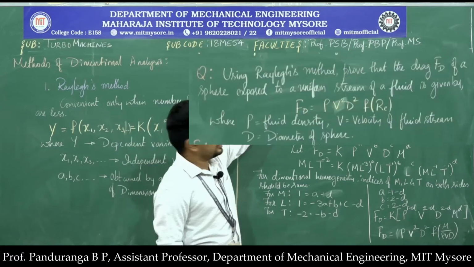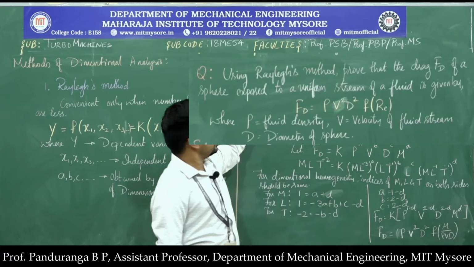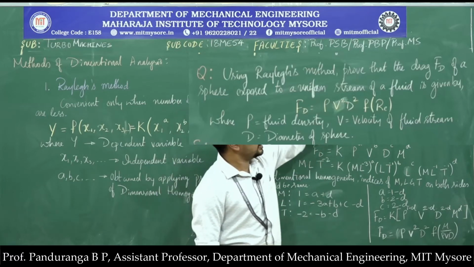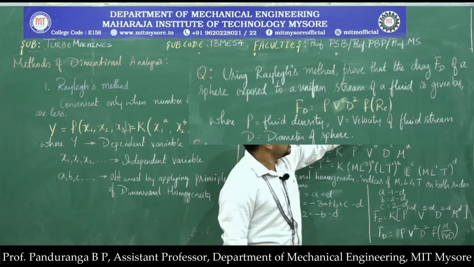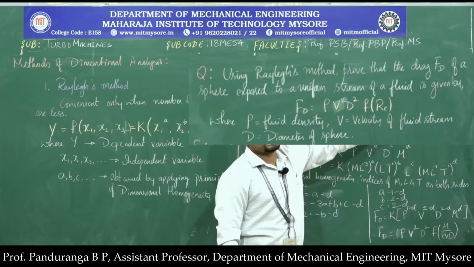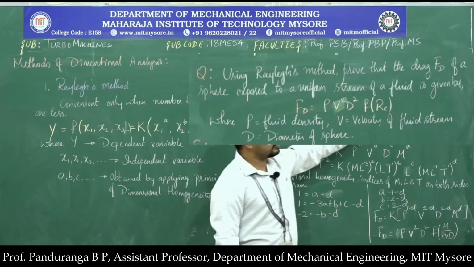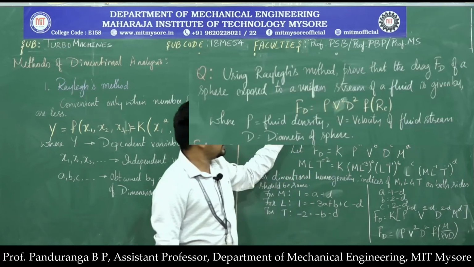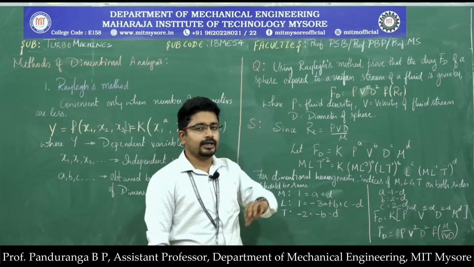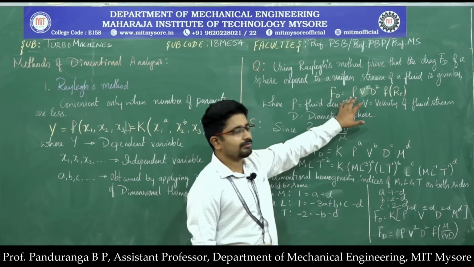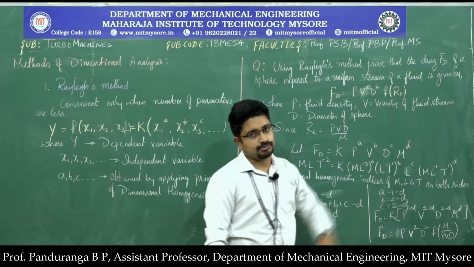Using Rayleigh's method, we need to prove that the drag force Fd of a sphere exposed to a uniform stream of a fluid is given by Fd equals rho v square d square into function of Re. Re represents Reynolds number, where rho is the density of the fluid, v is the velocity of the fluid stream, and d is the diameter of the sphere. This is the question. Now we need to prove that Fd is given by rho v square d square into function of Reynolds number.